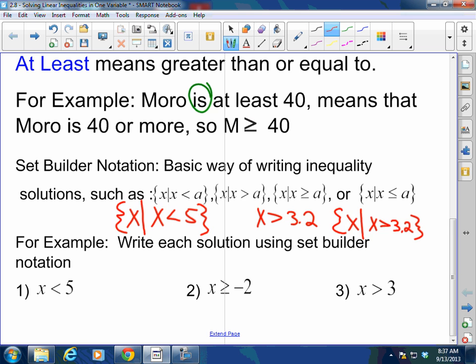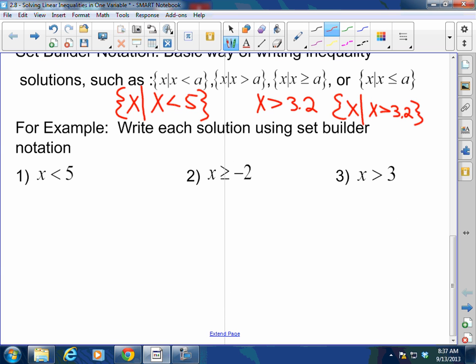Okay, so let's just do a couple set builders here. Write each solution using set builder notation. So x is less than 5. I do a little brace. x is the variable I'm solving for. Straight line. x is less than 5. Done. Just out of curiosity, what would be some valid values for this solution? Yes, sir. 4, 3, 2, 1, 0, exactly. Anything less than 5. Would 5 be a solution here, gentlemen? No, because x is less than.